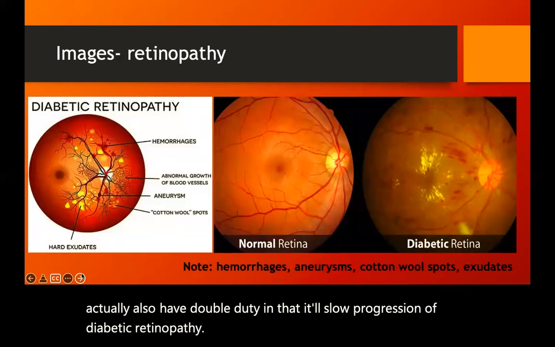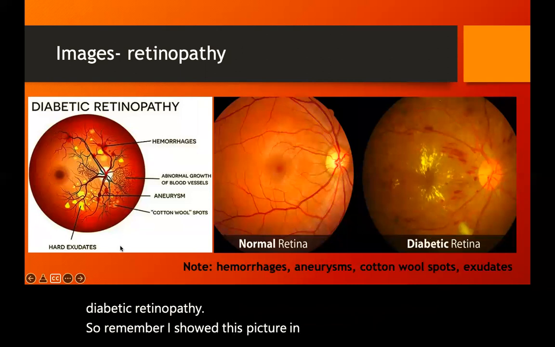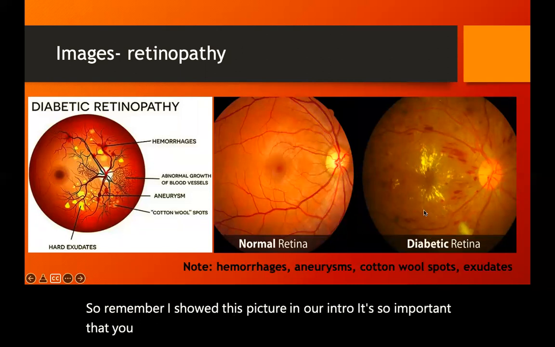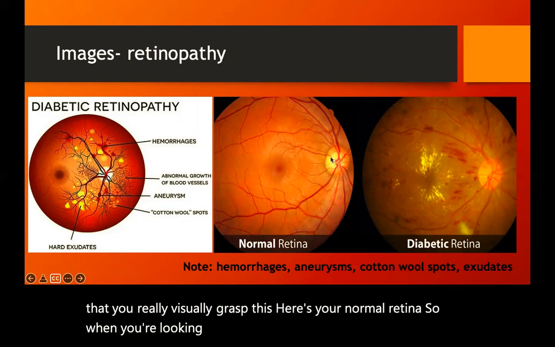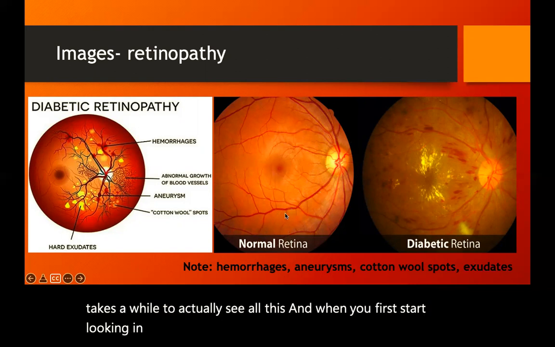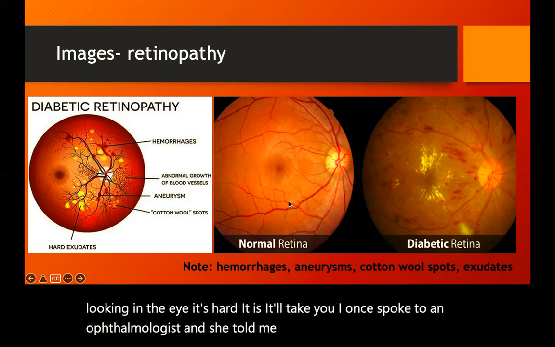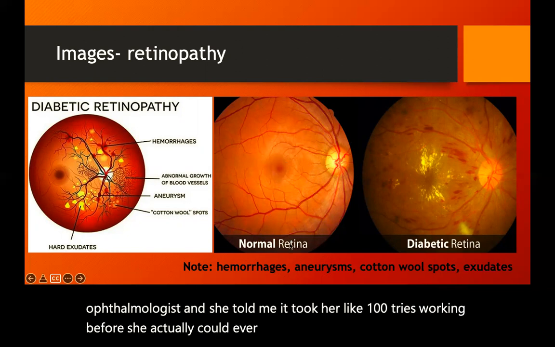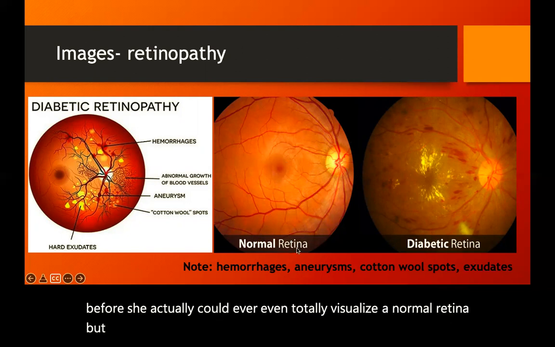Okay, so remember I showed you this picture in our intro. It's so important that you really visually grasp this. Here's your normal retina. So when you're looking into the eye, don't get me wrong, it takes a while to actually see all this. And when you first start looking in the eye, it's hard. I once spoke to an ophthalmologist, and she told me it took her like 100 tries before she could ever totally visualize a normal retina. But at least on a picture, you know by sight what it looks like.